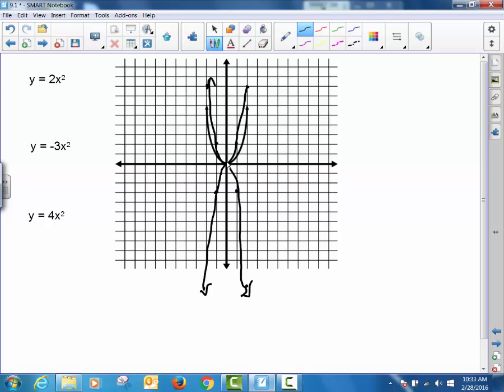So it would look sort of like this, okay? Just a rough drawing of it. It would look something like that. So what can you conclude from this kind of information? You can conclude that as the number in front of the x squared, the a, gets bigger, 2, 3, 4, the graph will be stretched vertically more, or get skinnier. It doesn't matter if it's negative or positive, it's just the absolute value of the number. So 2, 3, 4, 5, they get skinnier.